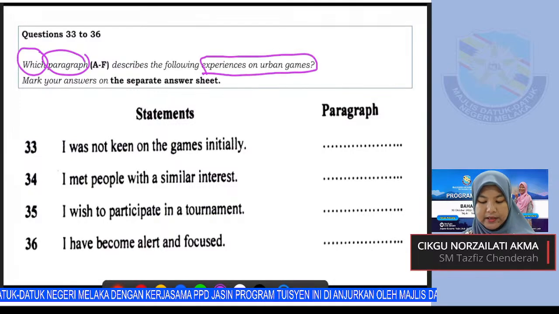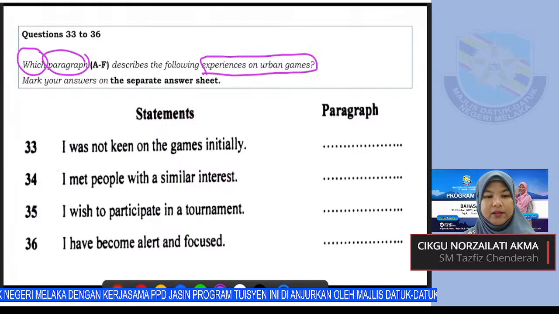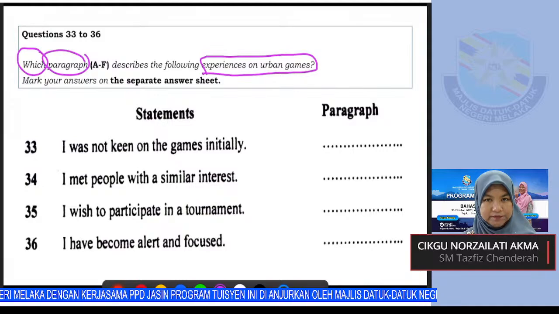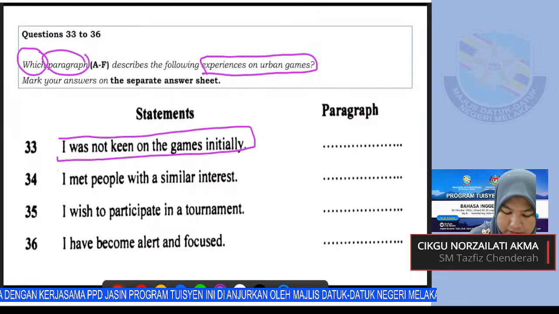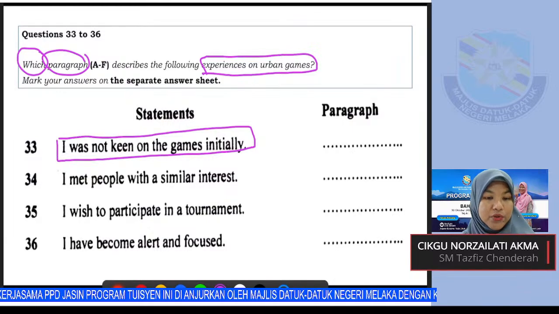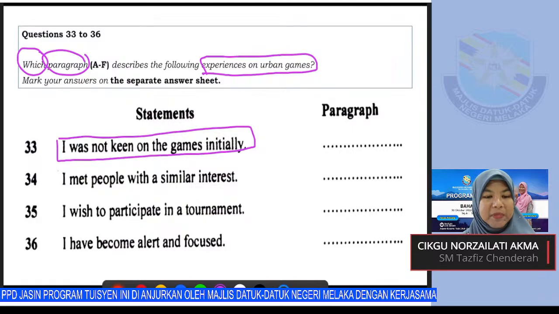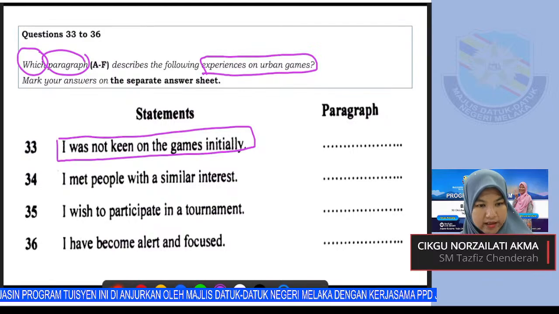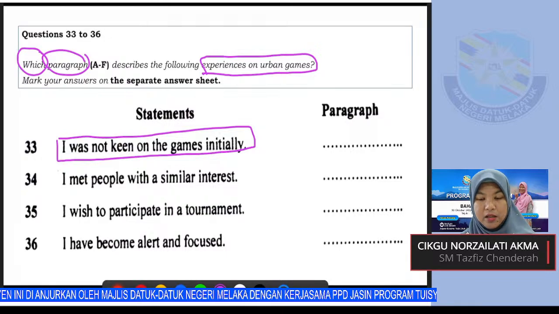Okay, first statement, question 33. I was not keen on the games initially. Let's read the questions first. Question 33, I was not keen on the games initially. Question 34, I met people with similar interests. 35, I wish to participate in a tournament. 36, I have become alert and focused.